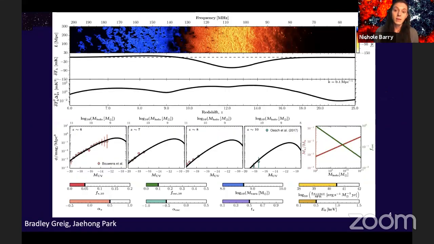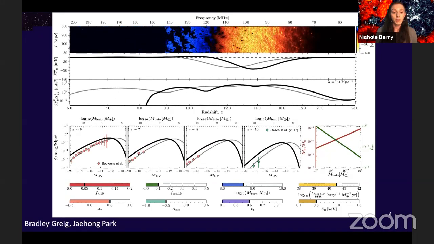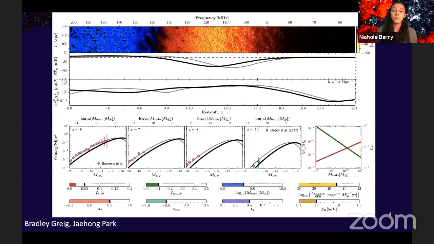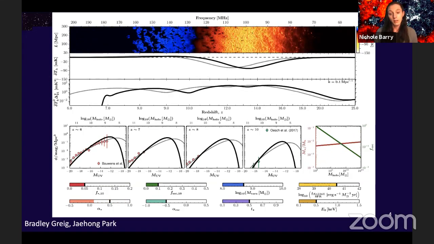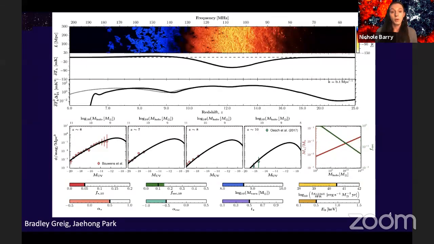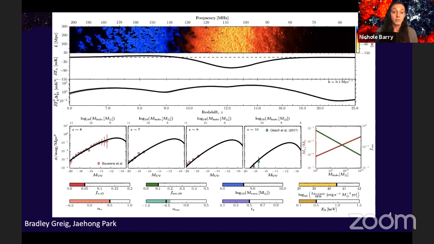And you can also probe a lot of cosmological parameters in addition to the astrophysical parameters of the first sources themselves. So this is a GIF of a simulation done by Bradley Greig and Jae-Hong Park of the types of parameters you can probe using the power spectrum of that 21 centimeter line. So they're just varying 8 different parameters and showing how that changes the absorption and the emission of the 21 centimeter line.